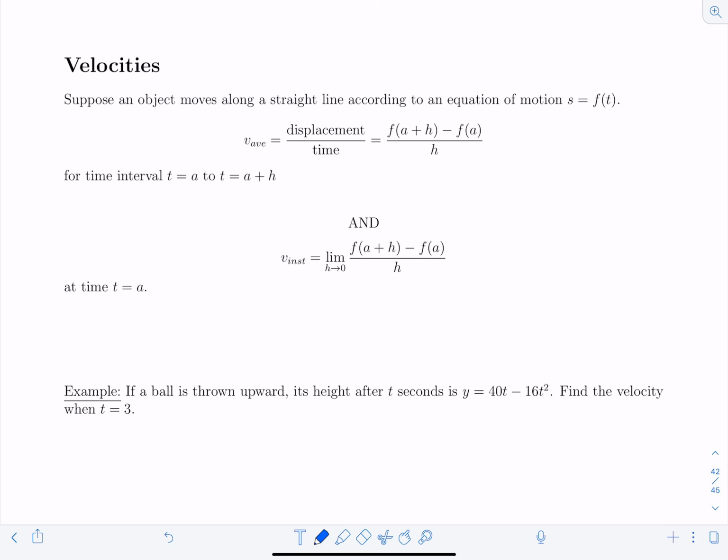f is telling us its position, where it is. It's like a little tracker. It's the little GPS, okay? So if it's on the time interval that starts at a and ends at a plus h, think of it this way: it goes from a to a plus h. Then the displacement divided by the time gives you the average velocity. And this is exactly the same as the formula we use for the slope of the secant line.